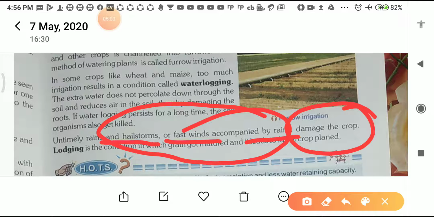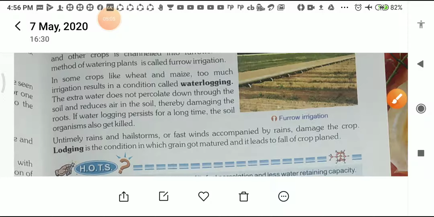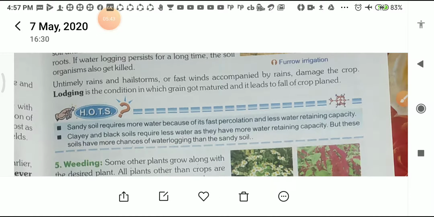Then lodging is a condition in which grains get matured and it leads to the crop plant falling over. Farmers can do planning relating to this also. If waterlogging occurs, many things occur, and it can fail the plan of the farmers also. Then let's move to another point here.